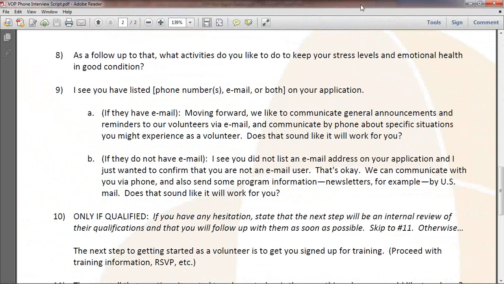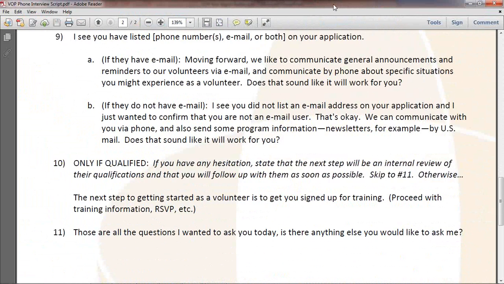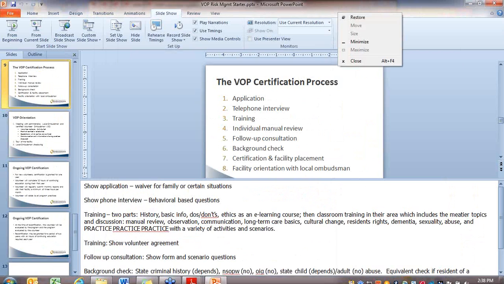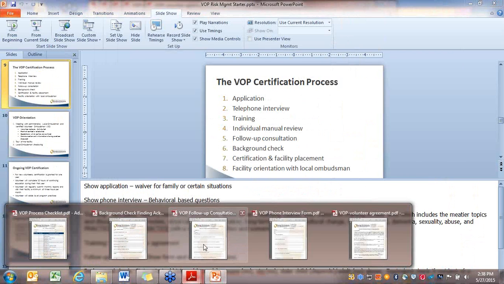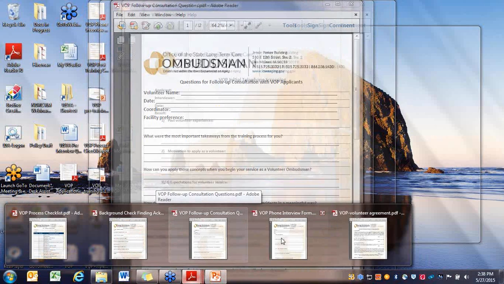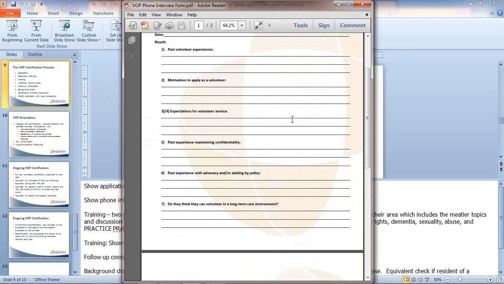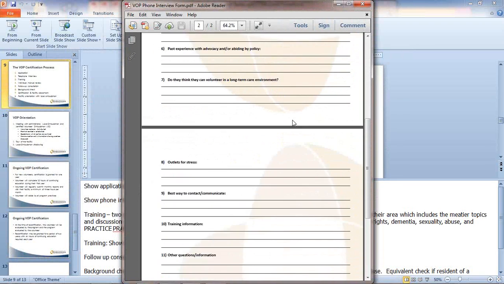We collect their communication style preferences, and then we get them enrolled in training. So that's our script, and then we have a standard form that's just a little bit easier on the eyes. That's it there, which corresponds to the questions that are asked in the script.